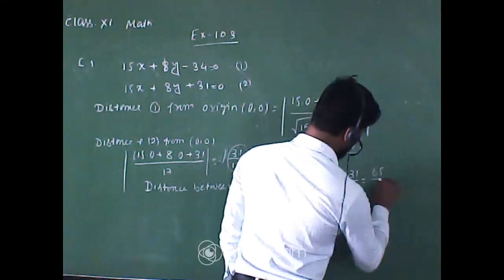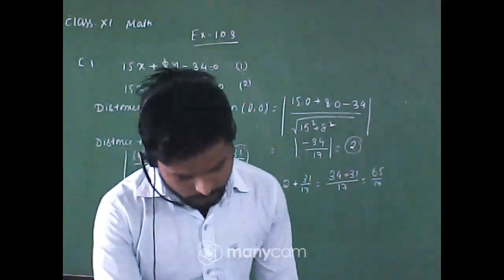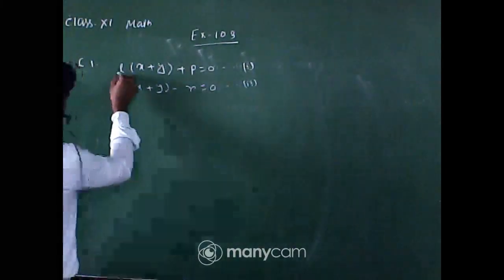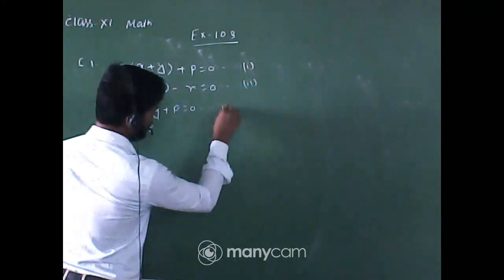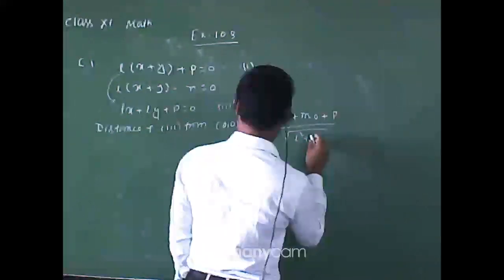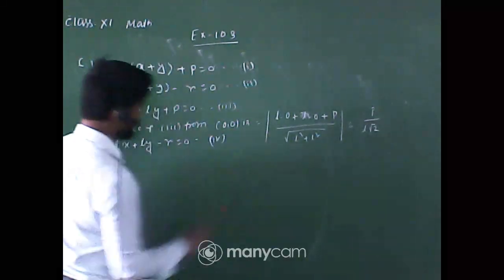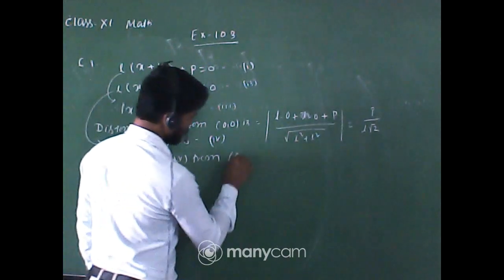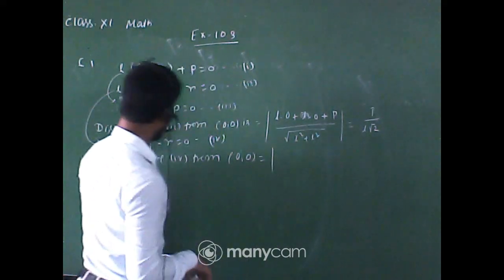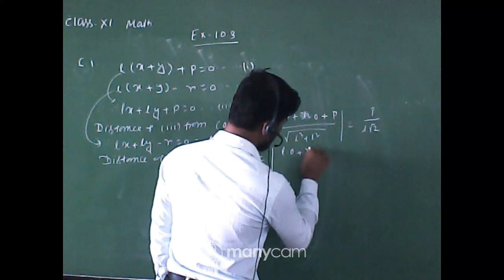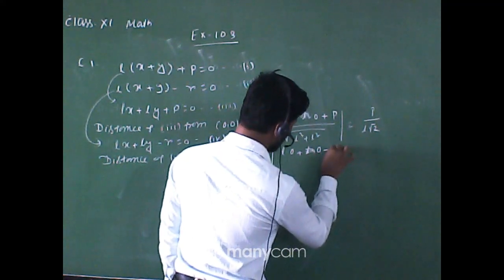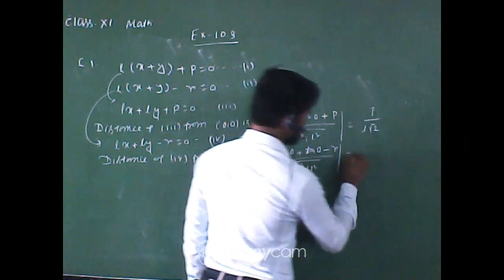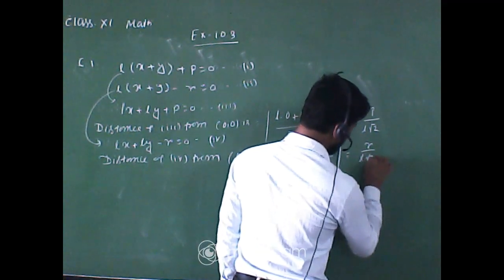Similarly, if I write this equation in standard form, it will be Lx plus Ly minus r is equal to 0. Let this be our fourth equation. So the distance of this line from the origin, 0 comma 0, will be the modulus of L into 0 plus L into 0 minus r divided by the square root of L square plus L square. Its value will be r by L root 2 units.